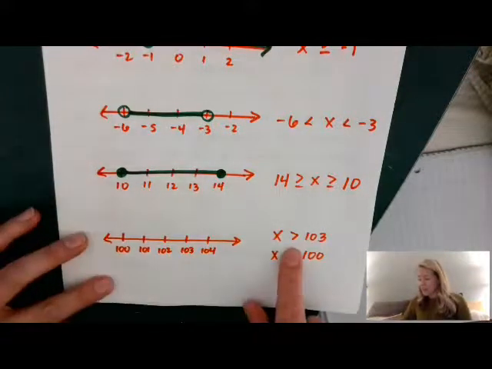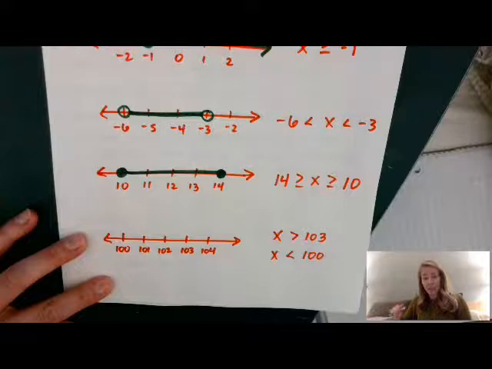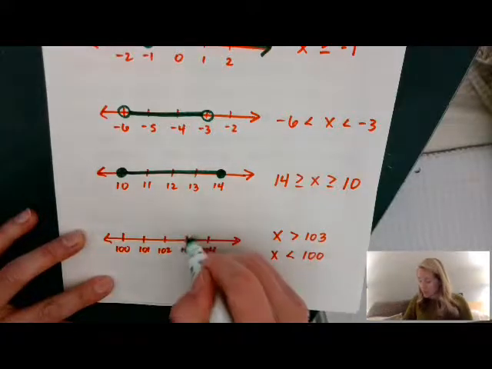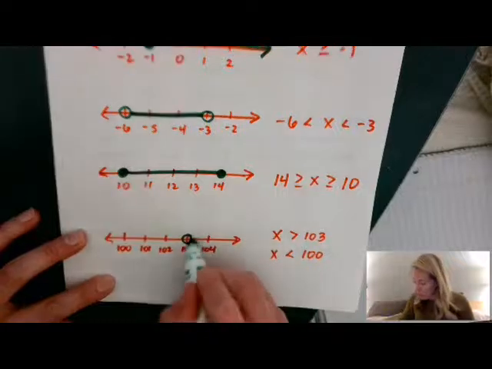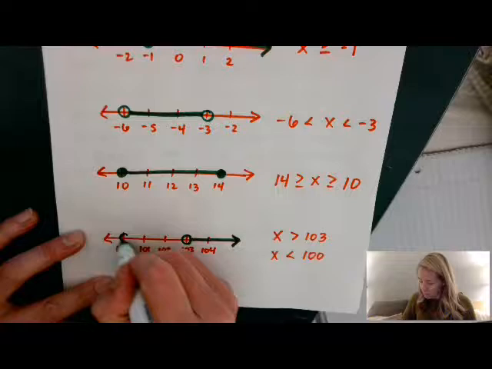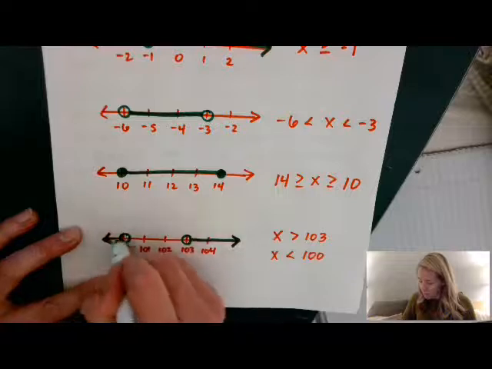And finally, another example where you have kind of an either-or: x is going to be greater than 103. So if I do an open circle, it could be bigger than 103. It could also be less than, but not equal to, 100 in this example.